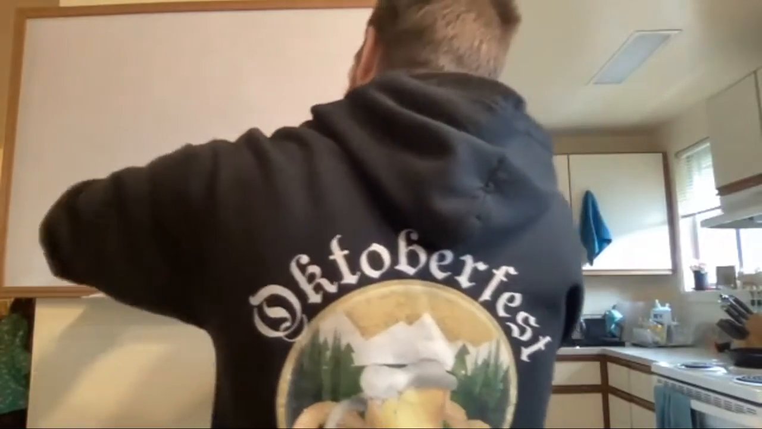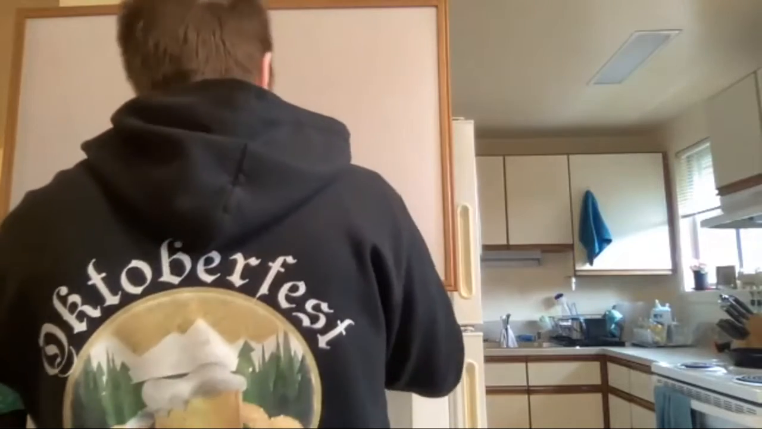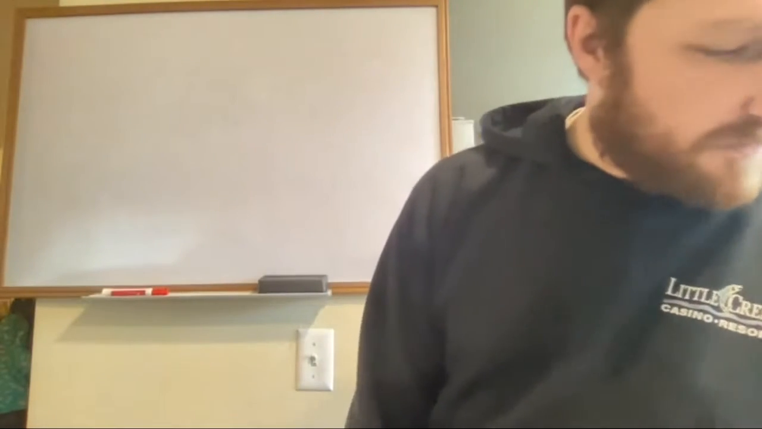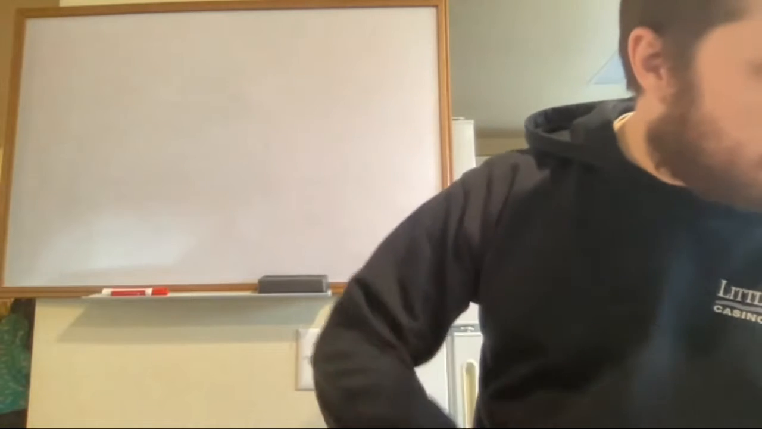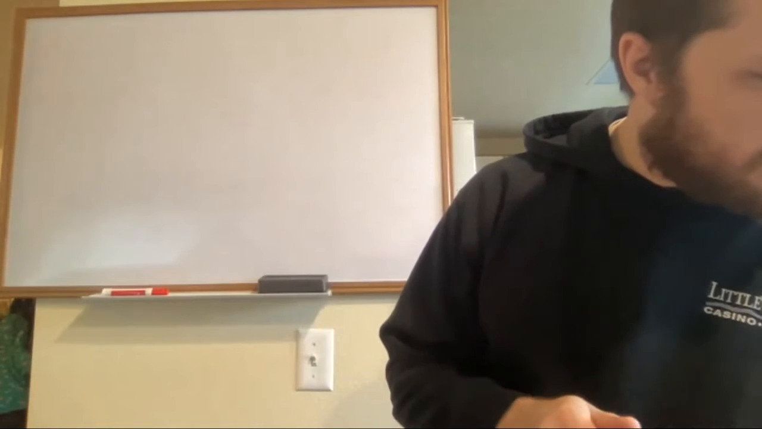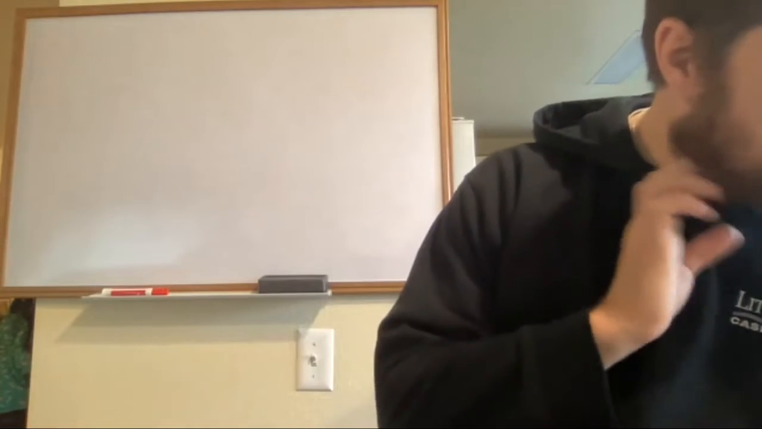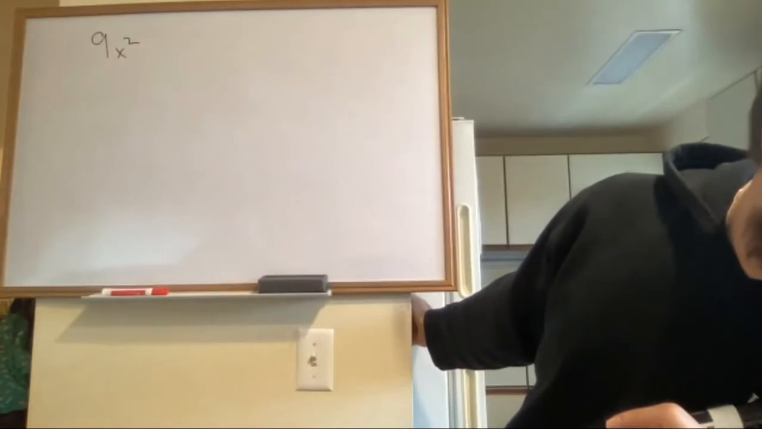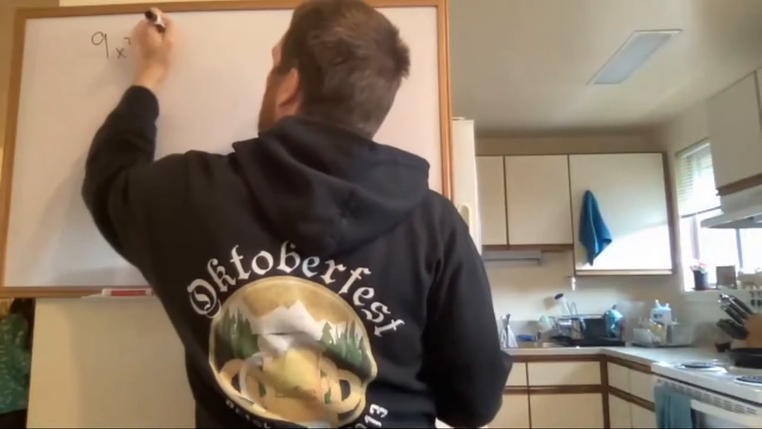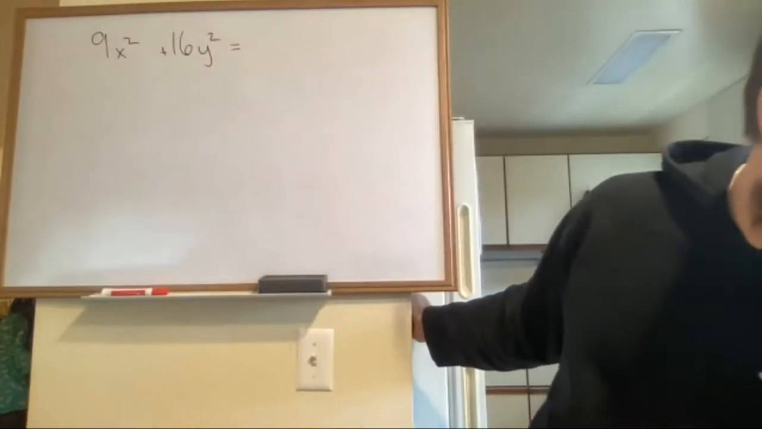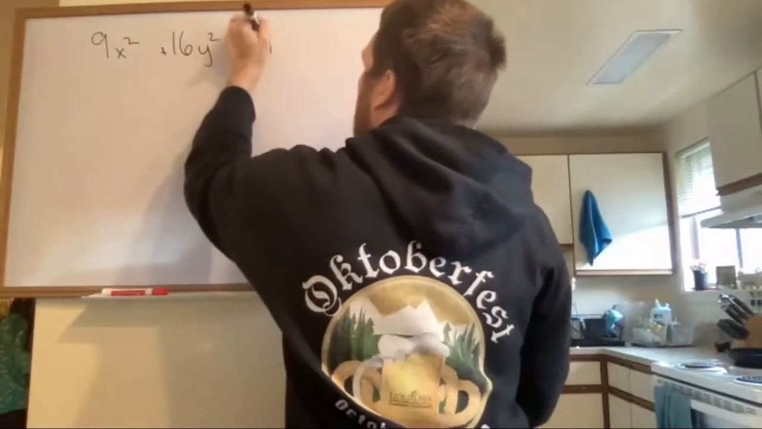The problem is the things that we want to graph aren't always given to us in that form. As a matter of fact, sometimes they look something like this. I want to start with an easier one. So let's do that one: 9x squared plus 16y squared equals, I believe it's 144. Yes, 144.